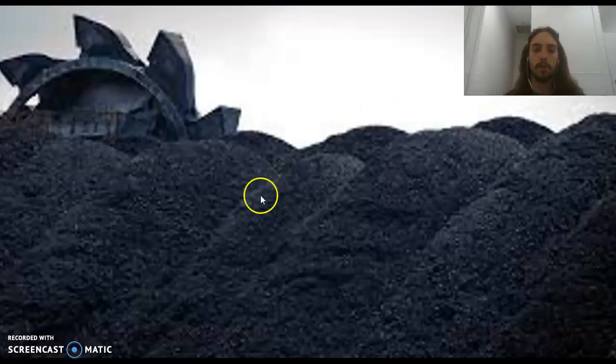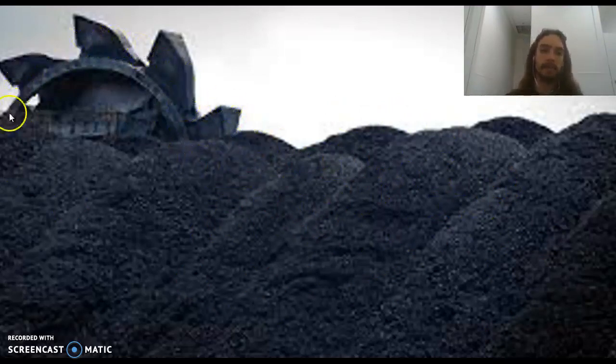So here's just a bunch of coal. That's what coal looks like when you pile it up. And this little generator thing is just going to take piles of it and dump it into a truck.